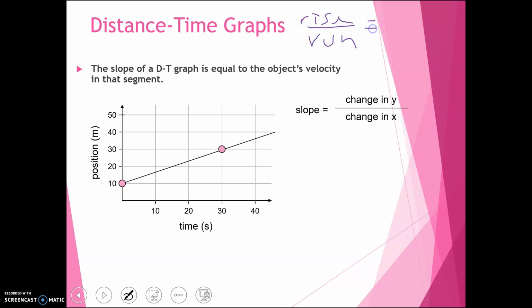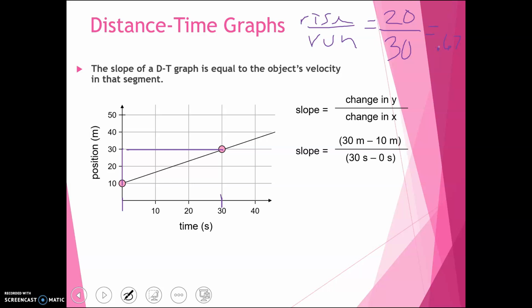So if you're going to do rise over run, you start with your leftmost point and you would rise up 20. So you go from 10 to 30, the difference is 20, divided by your run. You go from 0 for your time to 30, so 30 seconds. So that's going to give you 0.67, or 2/3 essentially.